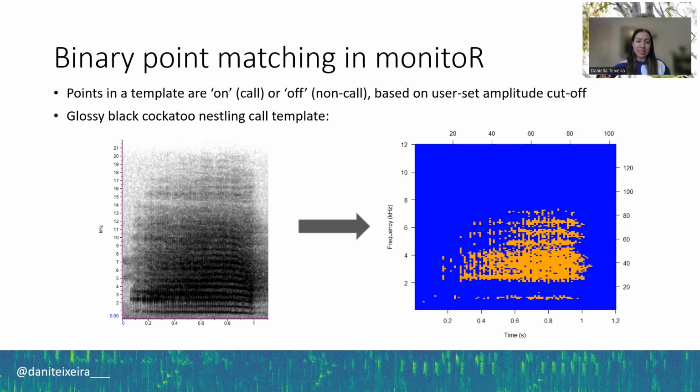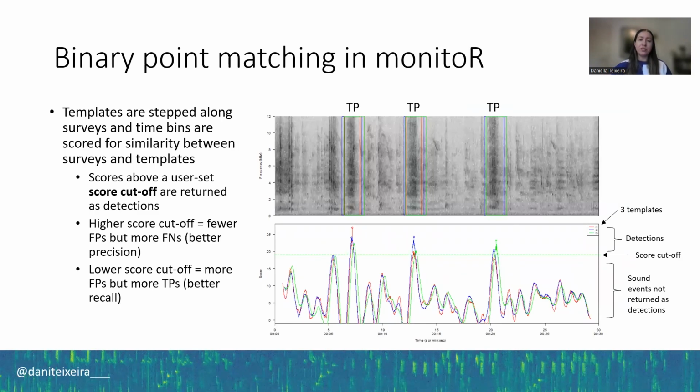It's fairly simple, but actually choosing which calls to become templates is important. And there's a lot that goes into the parameters that sit behind the templates themselves. Once you have templates created, Monitor will basically step those along the survey files. And then for each time bin, it will score the similarity between the templates and the surveys. The higher the score, the more similar the template is to the survey.